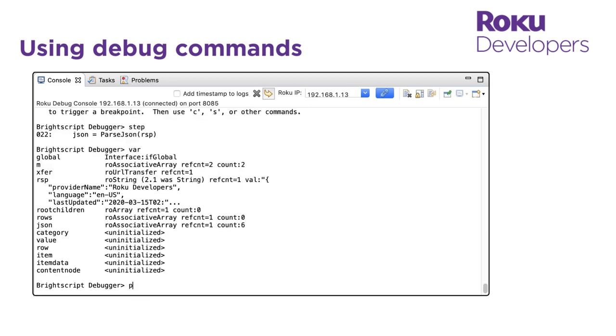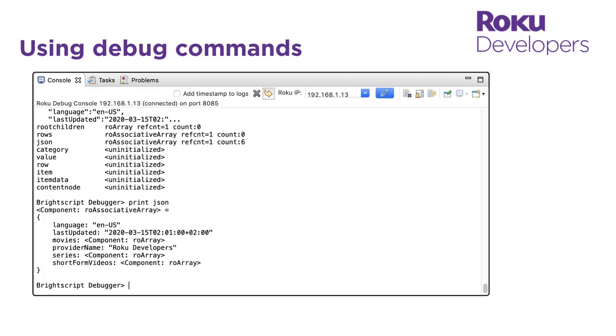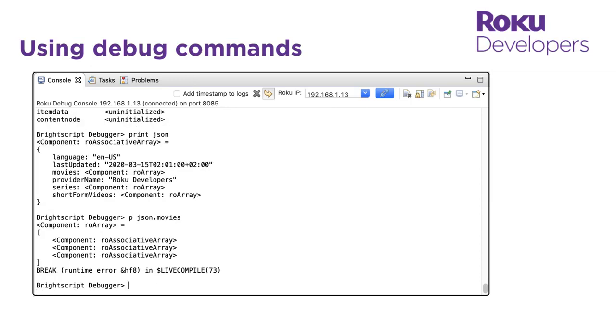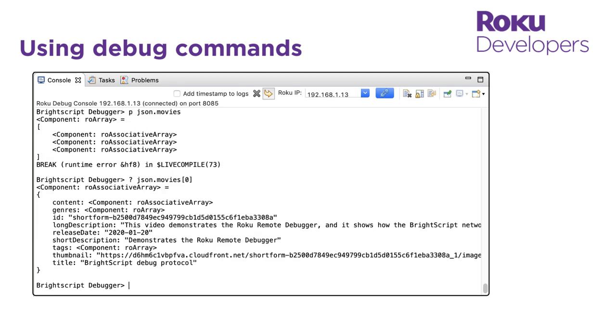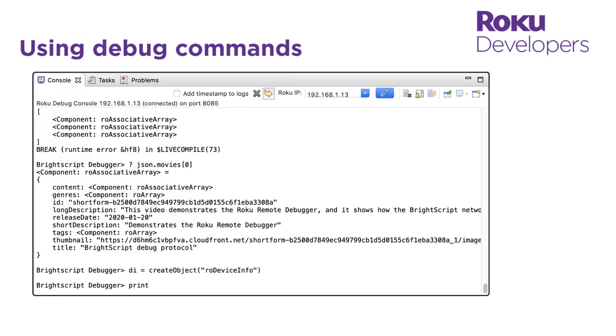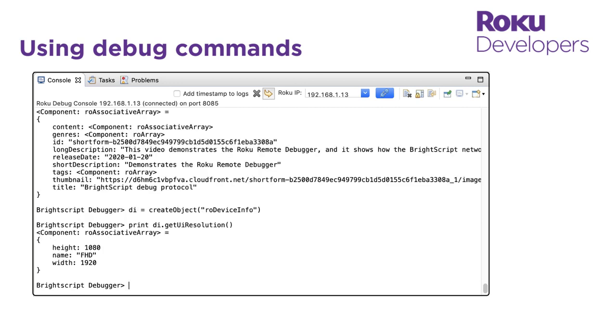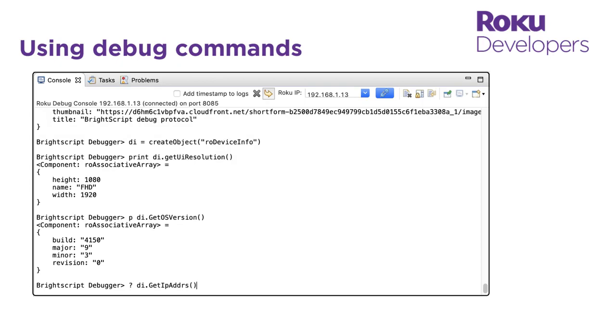And now let's print out the current value of the JSON associative array variable, which will show us the movies, short-form video, and series RO arrays in it. And let's print out the movies RO array in the JSON variable, and then the first item in the movies array. Now we can actually compile and execute BrightScript statements right from the debugger. For example, I can create an RO device info object and use it to print out the resolution of our channel UI, the Roku OS version running on our device, and our device's IP address.